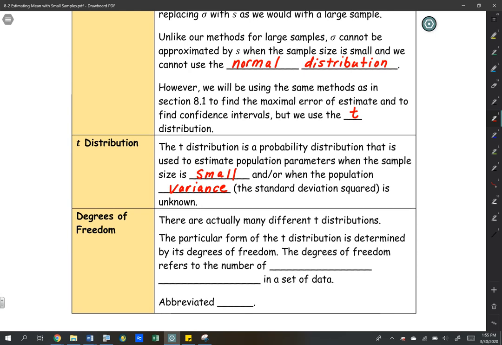We also are going to use what's called degrees of freedom. There are actually many different t-distributions. The particular form of the t-distribution is determined by the degrees of freedom. The degrees of freedom refers to the number of independent observations in a data set, and we abbreviate this to lowercase d.f.